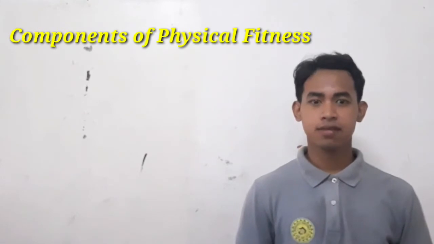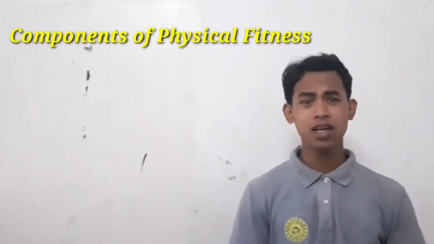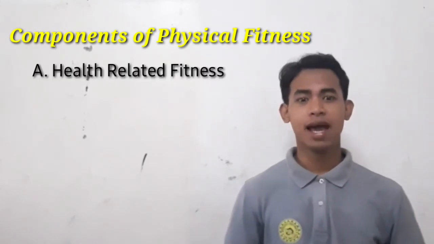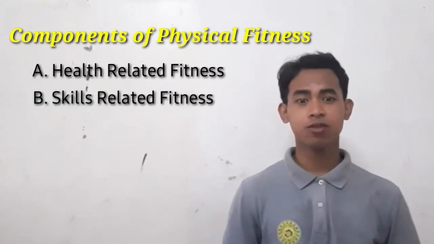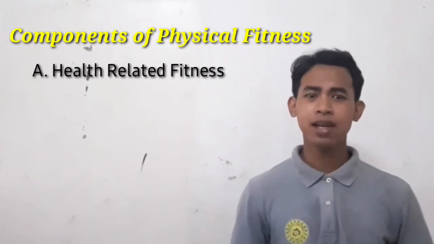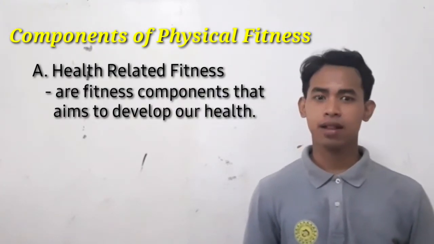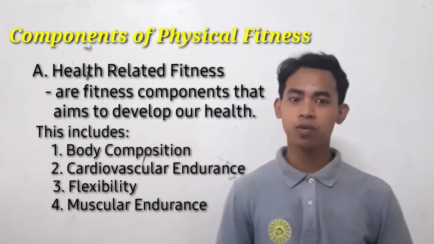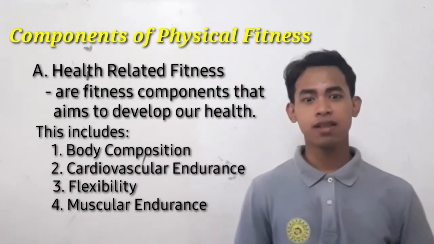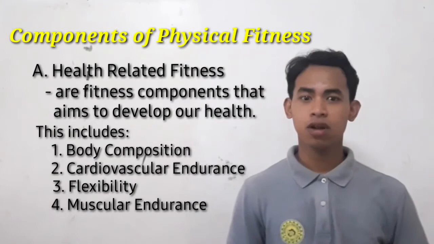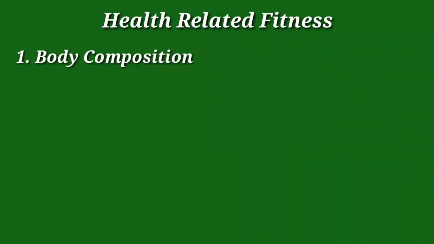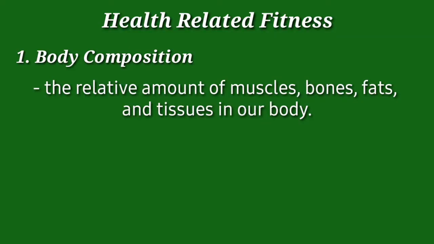Now, let's talk about the components of physical fitness. Physical fitness components are divided into two groups: the health-related fitness and the skills-related fitness. Health-related fitness are physical fitness components that aim to develop our health. This includes body composition, cardiovascular endurance, flexibility, and muscular endurance. Body composition is the relative amount of muscles, bones, fats, and tissues in our body.